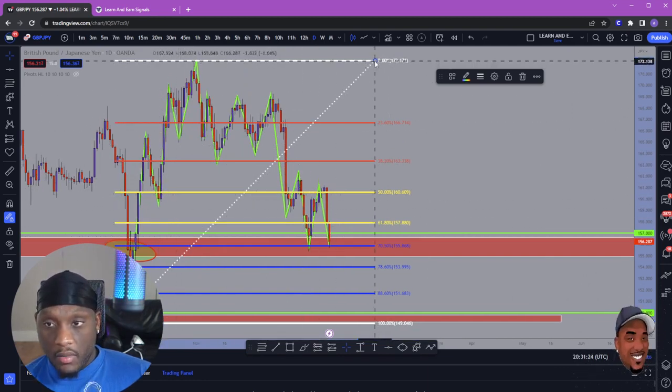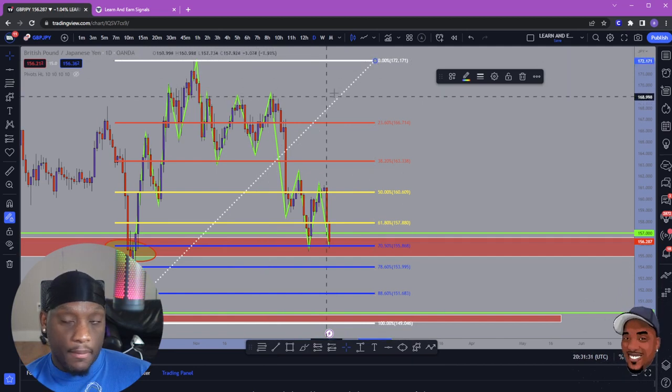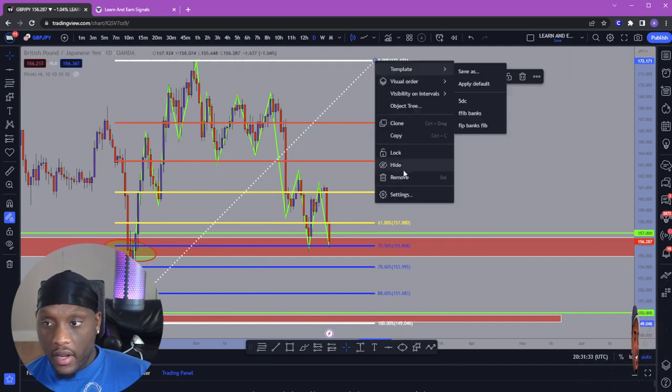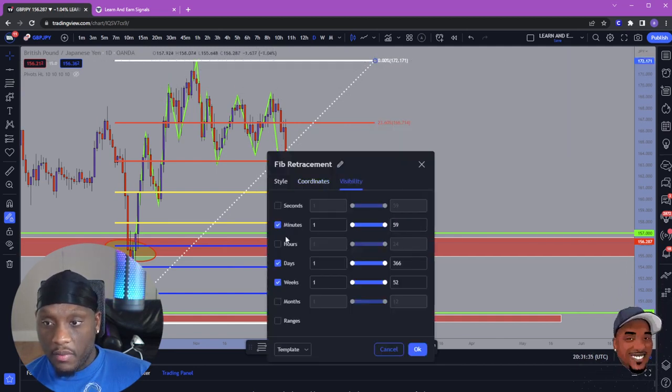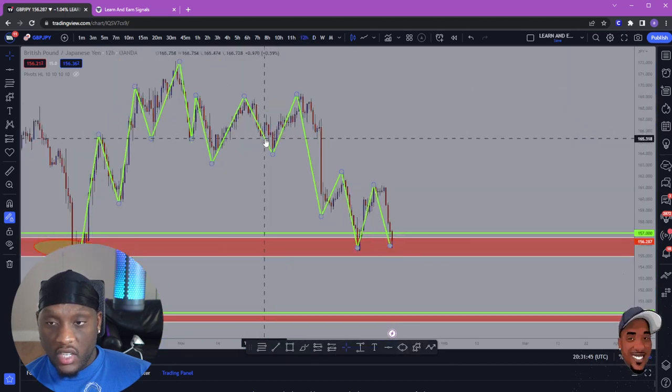So what I'm going to do is I'm going to put in the work, right? Because obviously the lower time frame shouldn't agree with that bias. I'm going to put in the work. I'm going to right click. We're going to go to settings. We're going to go to visibility. We're going to turn these off. So that way anything below the daily, I have to put in the work and see.